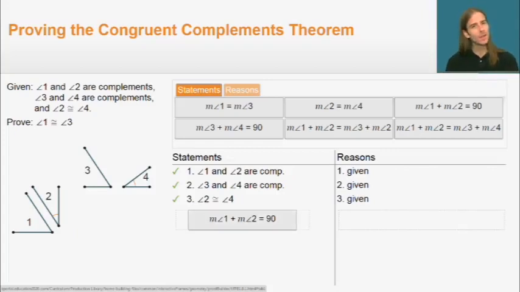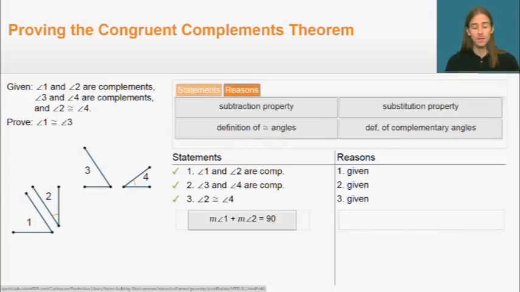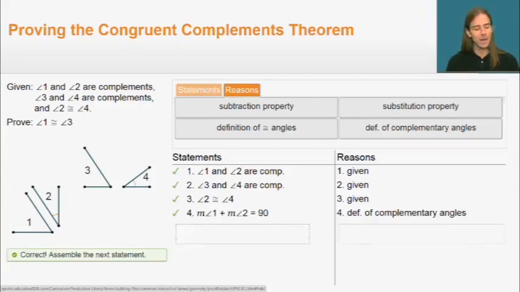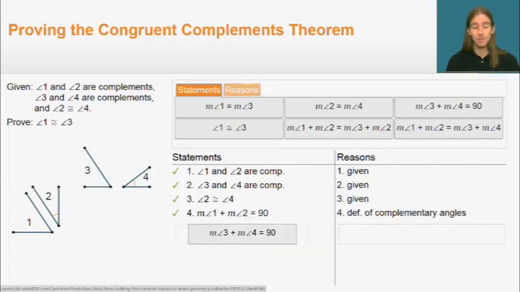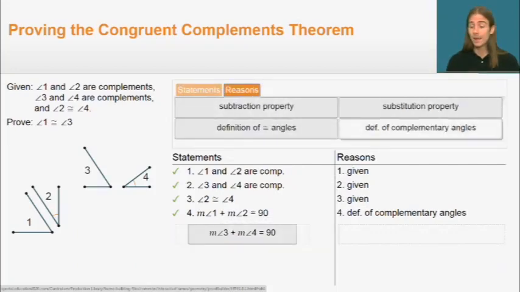So after assembling that given information into my interactive proof, I'm going to use the definition of complementary angles. And I know that the measures of complementary angles must sum to 90 degrees by definition. So I can say the measure of angle 1 and 2 sums to 90 degrees, and also the measures of angles 3 and 4.